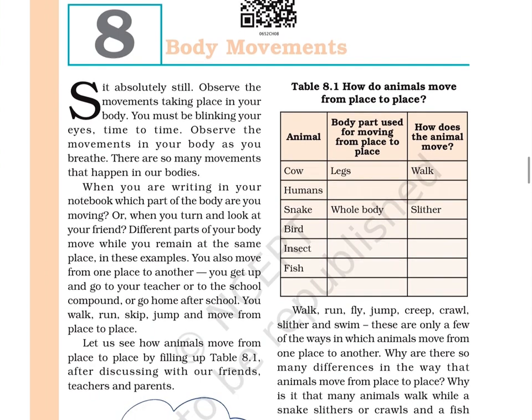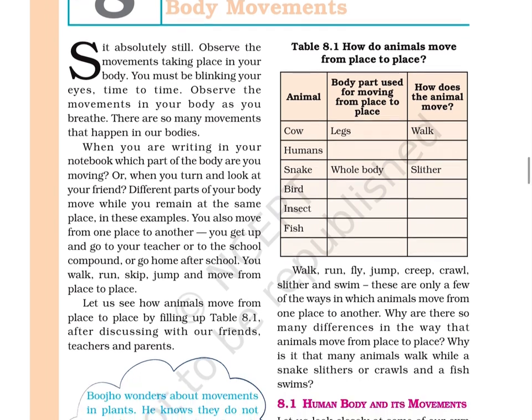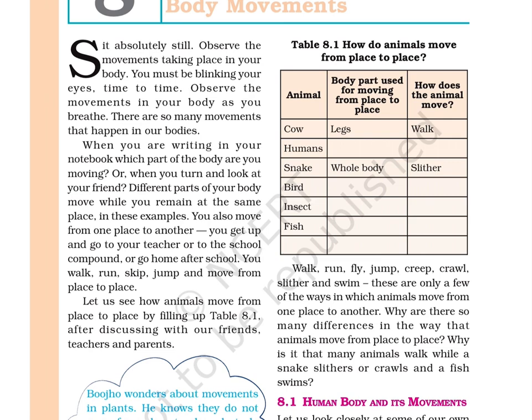Table 8.1. How do animals move from place to place? There are 3 columns: animal, body part used for moving from place to place, and how does the animal move? Cow. Body part used for moving from place to place: legs. How does the animal move? Walk. Humans. Complete this column.